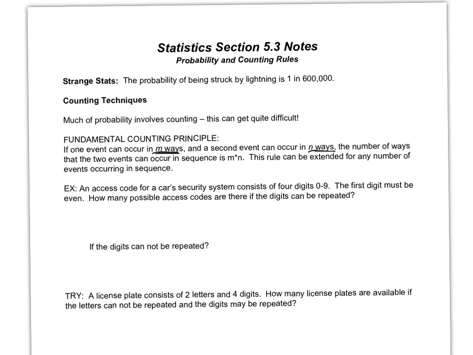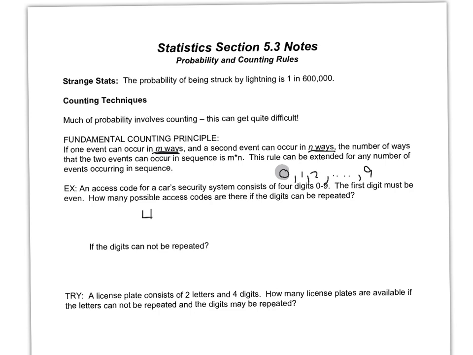If we look at this first problem, it says an access code for a car security system contains 4 digits, 0 to 9. The first digit must be even. How many possible access codes are there if the digits can be repeated? Well, the first one must be even, so if we think of all the numbers from 0 to 9, only 4 of those are even, namely 2, 4, 6, and 8. So the only possibilities for the first digit of this code would be 4.